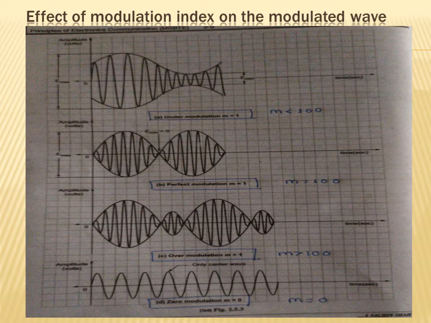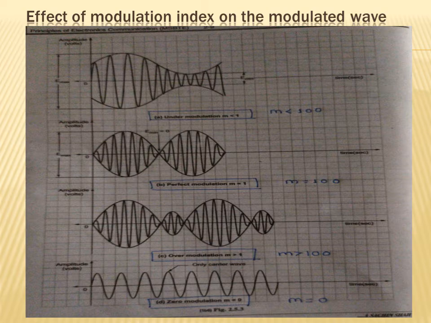I will explain once again the effect of modulation index on the modulated wave. This type of question is asked in the MSBTE exam for 4 marks. They give the conditions and you have to draw only the waveform. So the first condition is EM less than EC. It is the perfect condition.